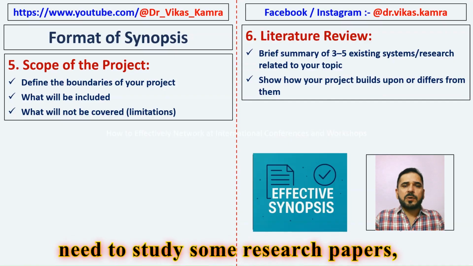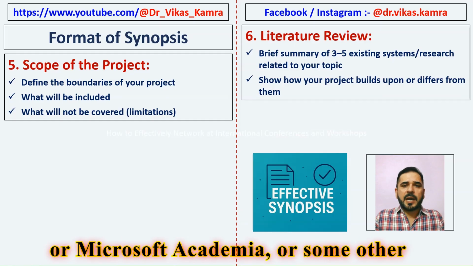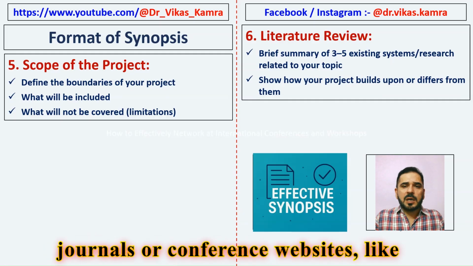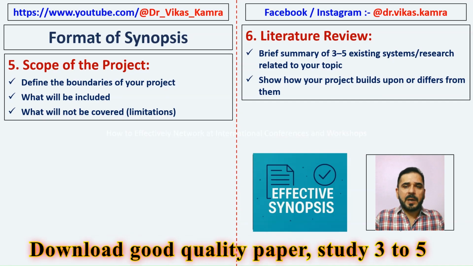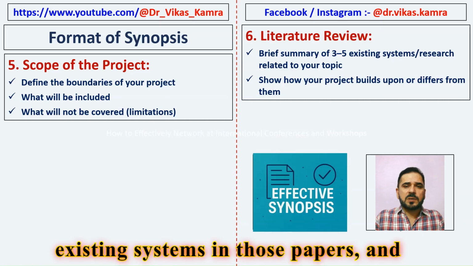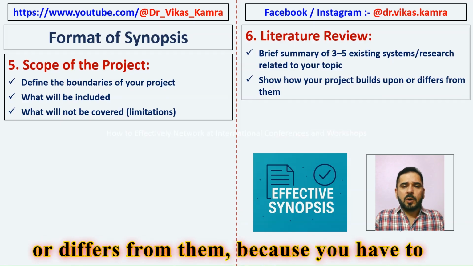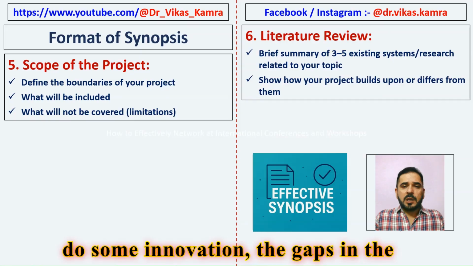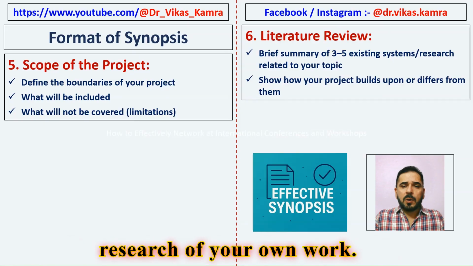For that you need to study some research papers downloaded from Google Scholar or Microsoft Academia or other journals or conference websites like IEEE Xplore, Springer, etc. Download good quality papers, study 3 to 5 existing systems in those papers, and then show how your project builds upon or differs from them, because you have to do some innovation. The gaps in the previous study will be the research of your own work.